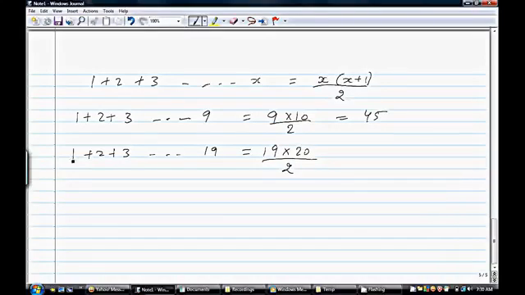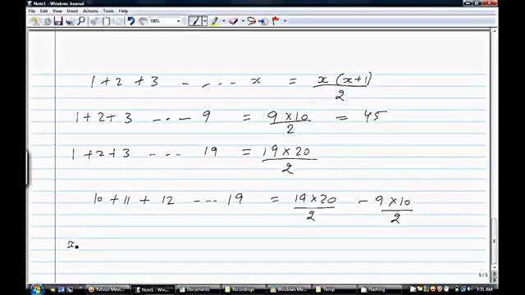Now suppose the numbers don't start from 1 but from something else. For example, 10 plus 11 plus 12 and it goes to 19. First I have to add numbers from 1 to 19. That will be 19 into 20 divided by 2, and then I have to subtract the numbers from 1 to 9. That will be 9 into 10 divided by 2. So this can also become a general formula.